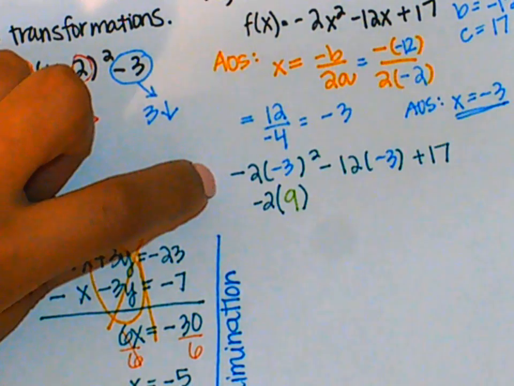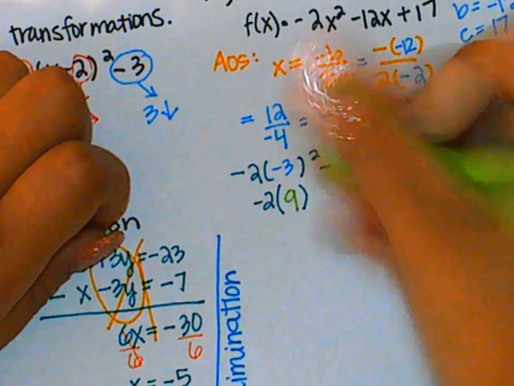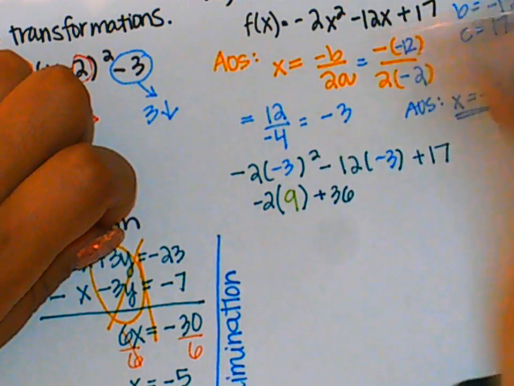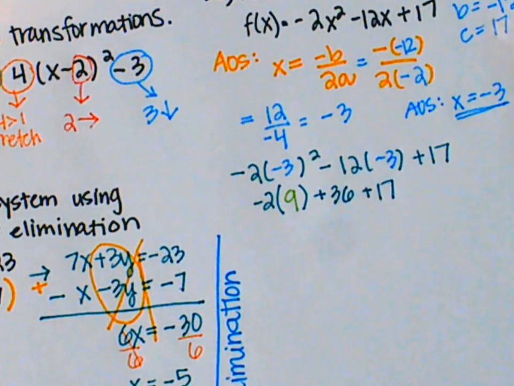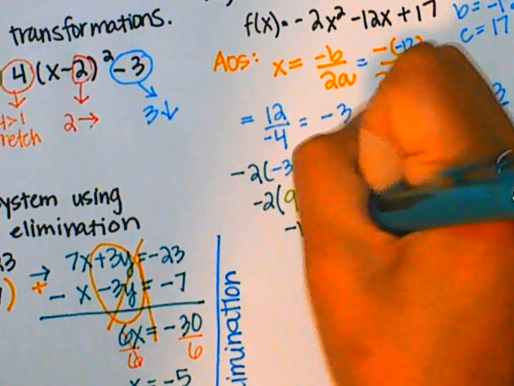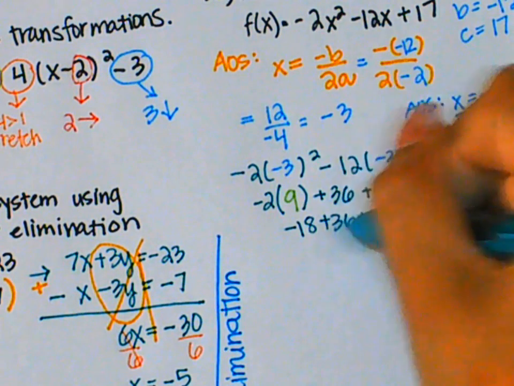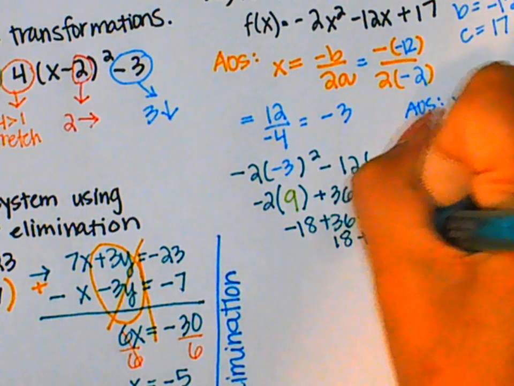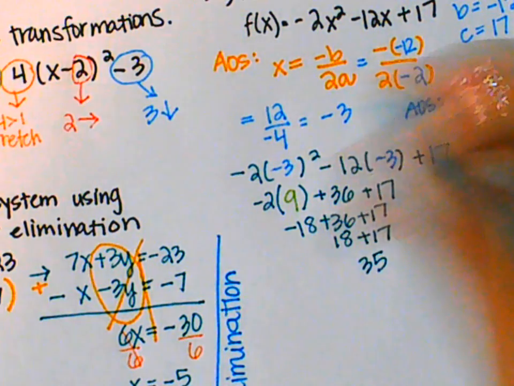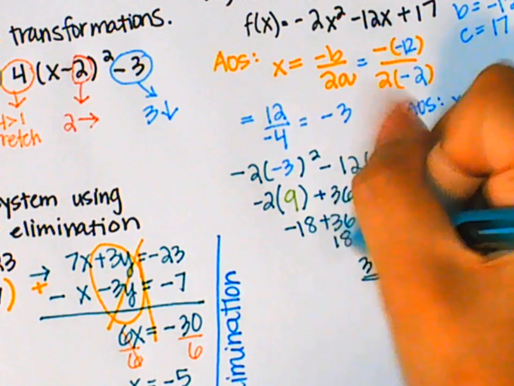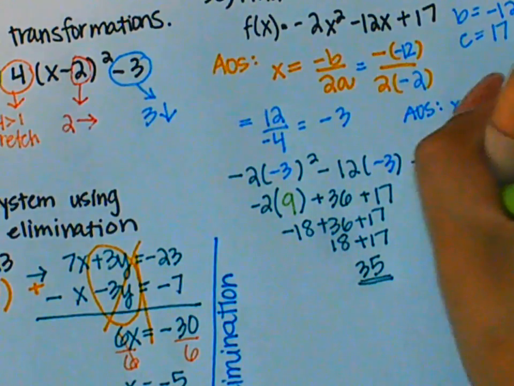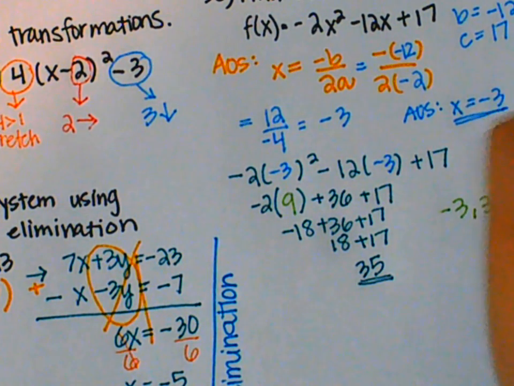Which I'm going to multiply by that negative 2. A negative and a negative would be plus 36. And then plus 17. Negative 2 times 9 is a negative 18, plus 36, plus 17. Negative 18 plus 36 is 18, plus 17. 18 plus 17 is 35. So that means that my f of x is equal to 35 and my x is equal to this. Therefore, combine those 2 points together and I get negative 3, 35 as my vertex.